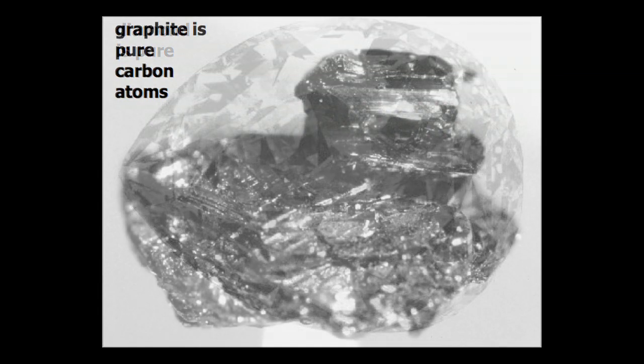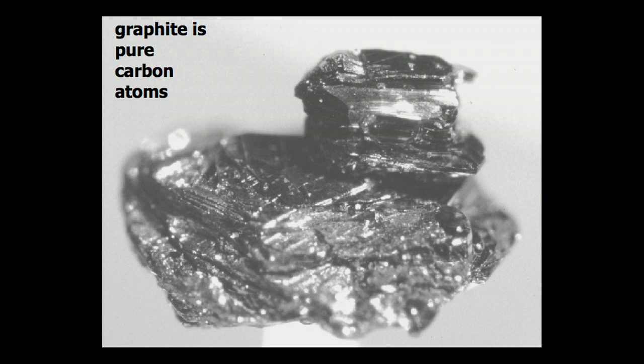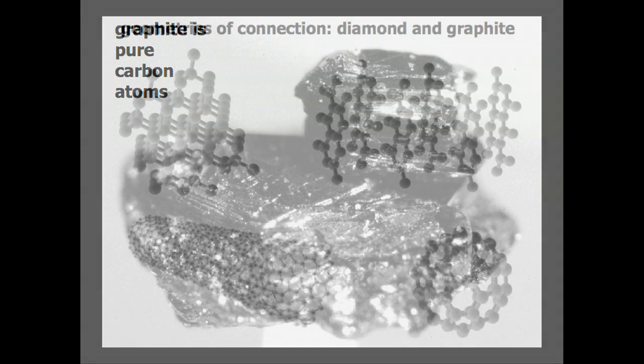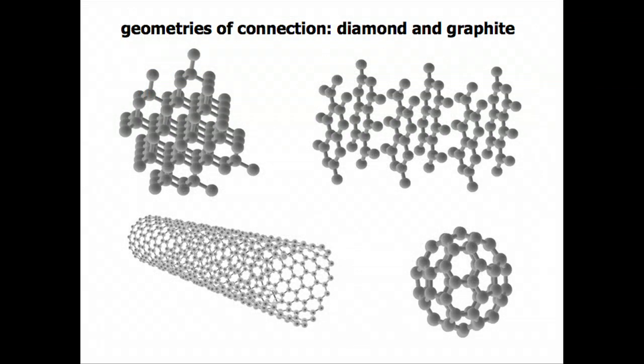So let's look at diamond. Diamond is a girl's best friend, they say. Pure carbon atoms, transparent, hard. Graphite, it's a layered material, black, shiny, conducting electricity, and also conducting heat. When we look at the geometries of connections in diamond and graphite, we find they're very different.